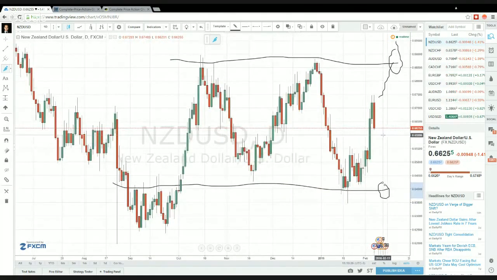Now, what do we do here? Because I see that we have a nice engulfing candle forming. Does that mean we take a short trade? I'm just curious about it.